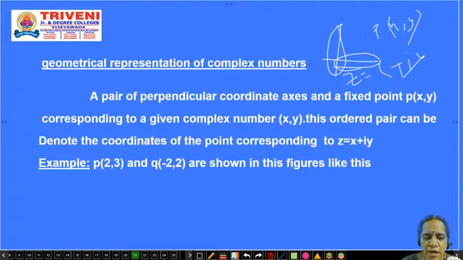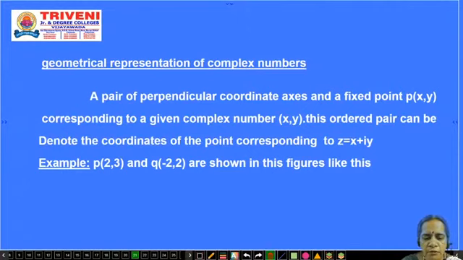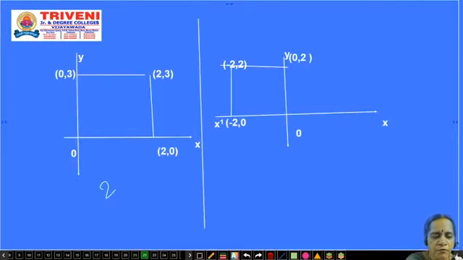For example, we have to take any complex number. Suppose 2 comma 3 and minus 2 comma 2 are shown in this figure. Here is the point 2 comma 3. Both are positive values: the real part x is positive and the imaginary part is also positive. Here P is equal to 2 comma 3. On the x axis the y coordinate is 0, that's why we write the point as 2 comma 0, and on the y axis the real part is 0, that is, the value of x is equal to 0.